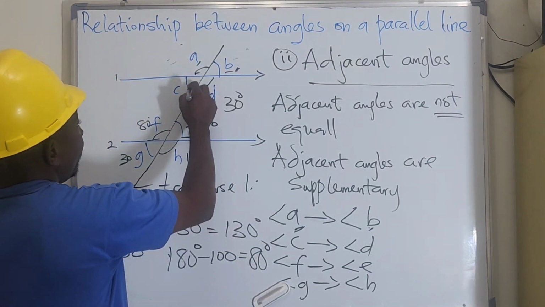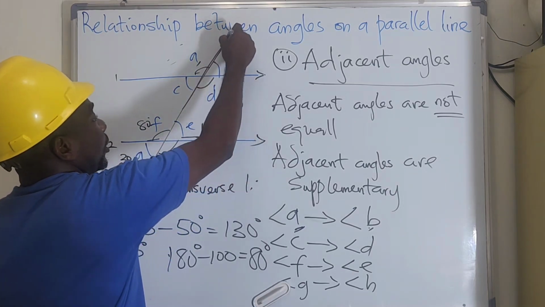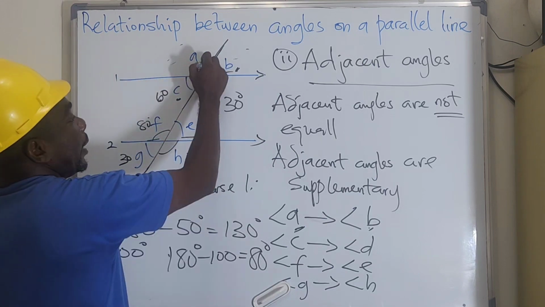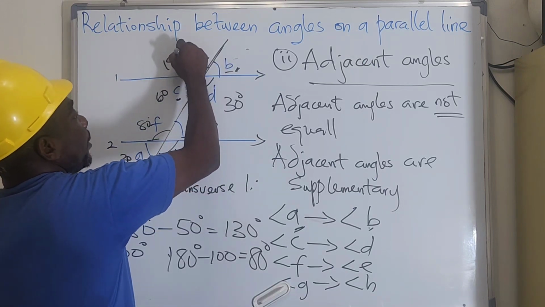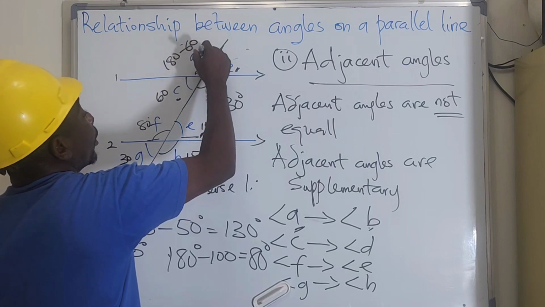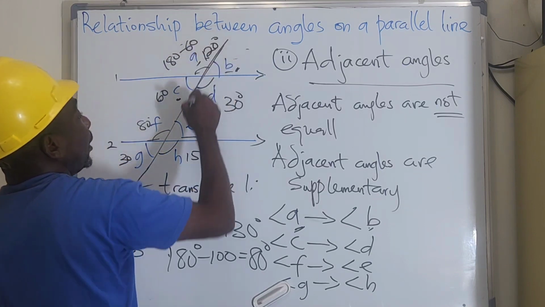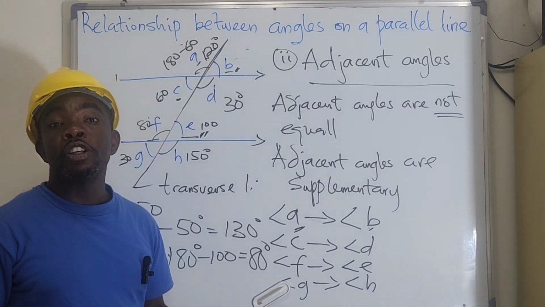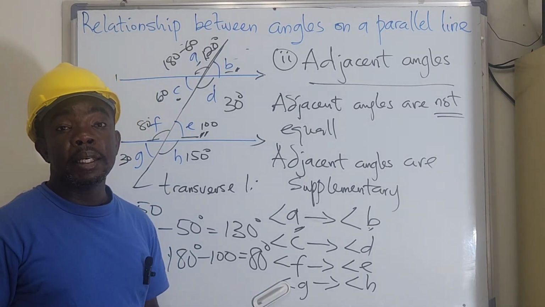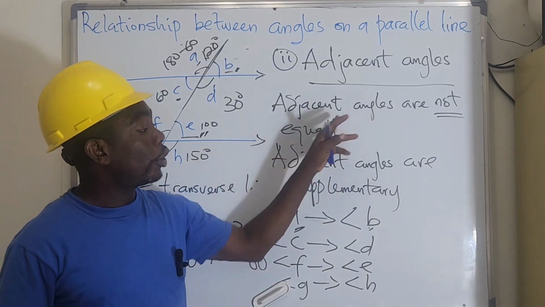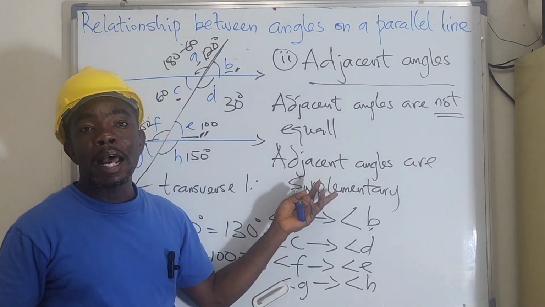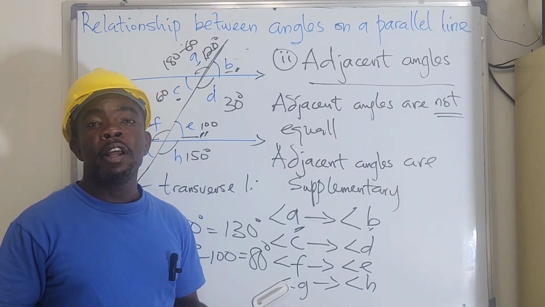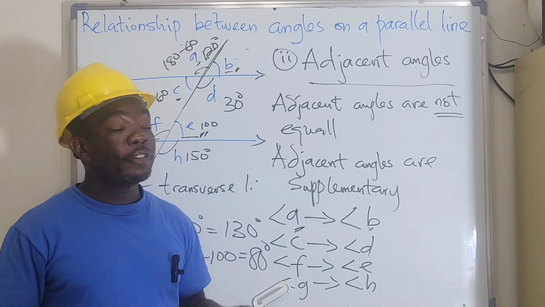Even this way, you see that the transverse line cuts across. If we have, let's say, 60 degrees here, the angle here will be 180 minus 60 degrees, which will give us 120 degrees. So angles that lie on the same straight line will have a summation of 180 degrees. That means adjacent angles are not equal, but adjacent angles are supplementary. Going forward, this is what we are going to use to solve problems on angles and figures like this.